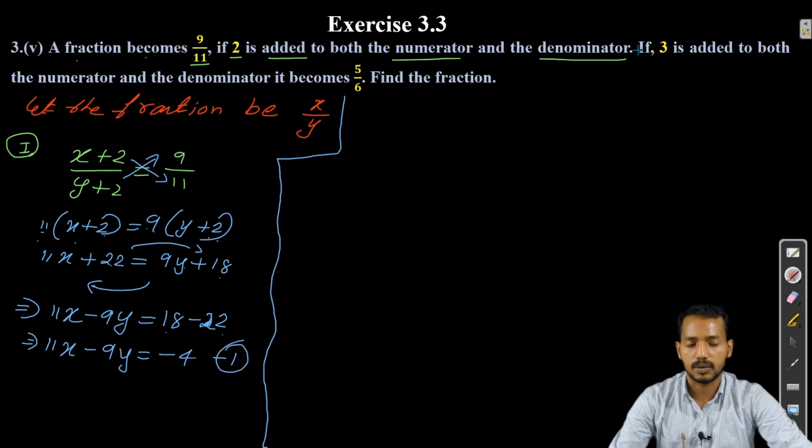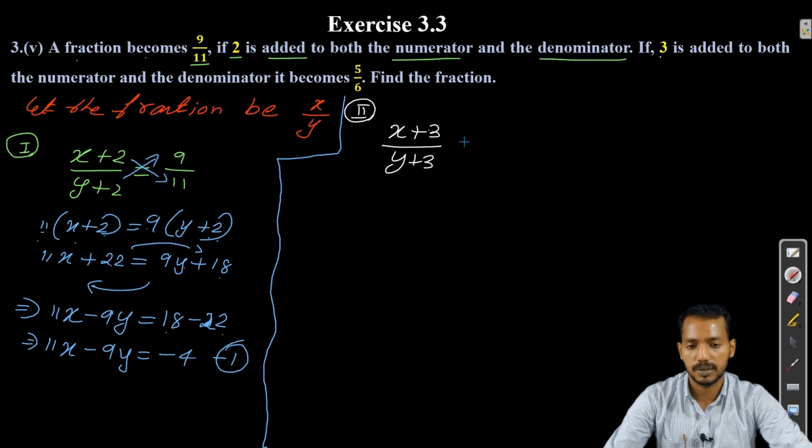Then the second equation. What is the second condition given in the question here? If 3 is added to both the numerator and denominator, that is x plus 3 divided by y plus 3, it becomes 5 by 6.